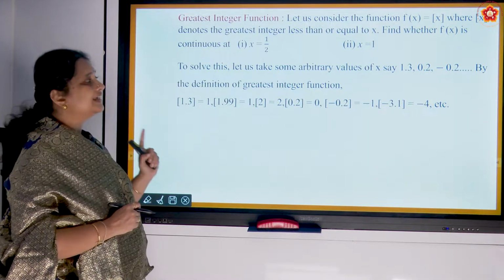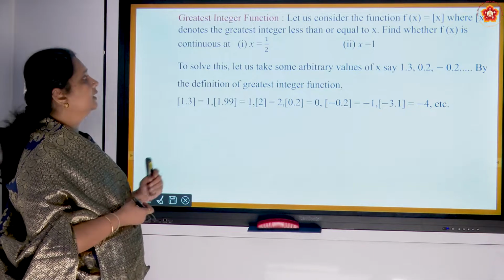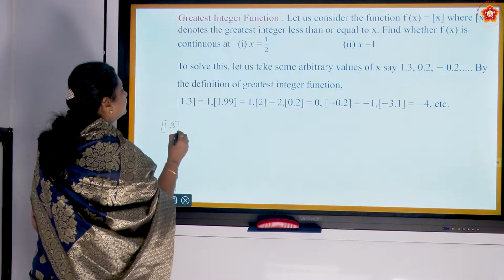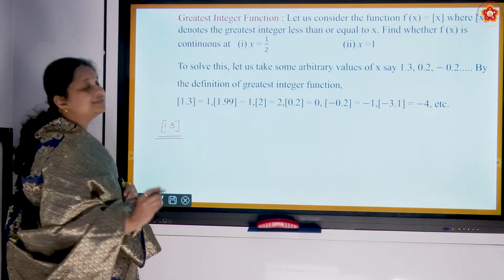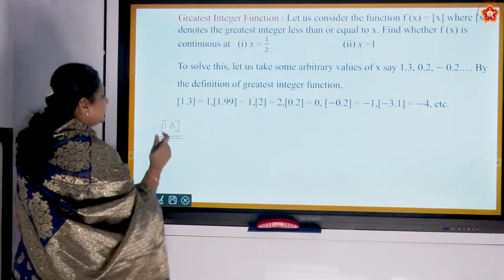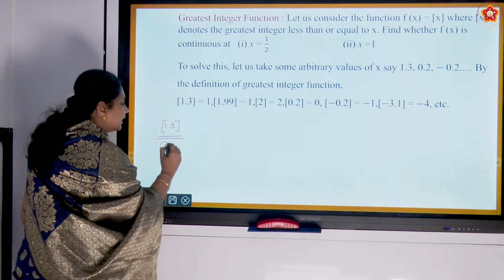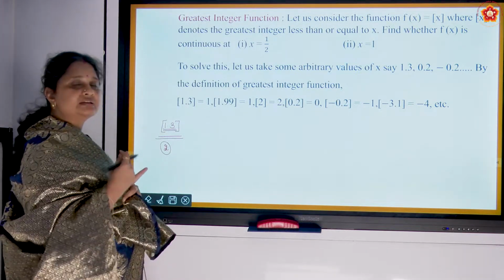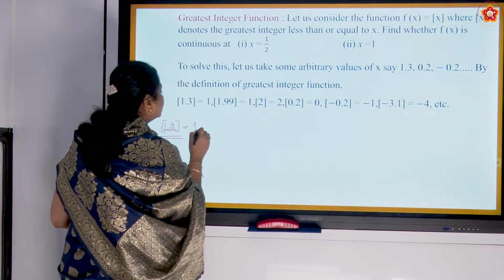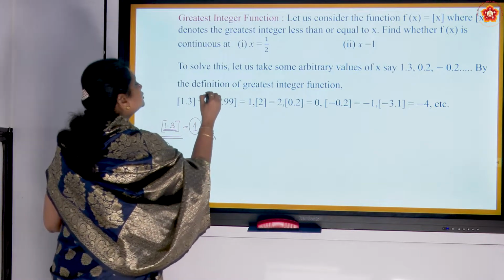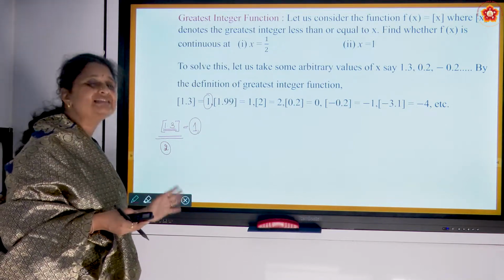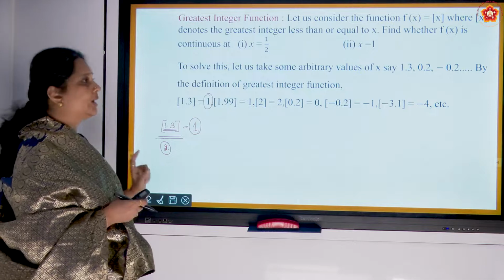Now, let's take some arbitrary values. Suppose we have to find the greatest integer value of 1.3. What is the whole number integer that is less than this? If you take 2, it is greater than this value. Definitely this function cannot take the value of 2, but it can take the value of 1. You just have to round it down to the integer value that is less than the decimal value that you have.